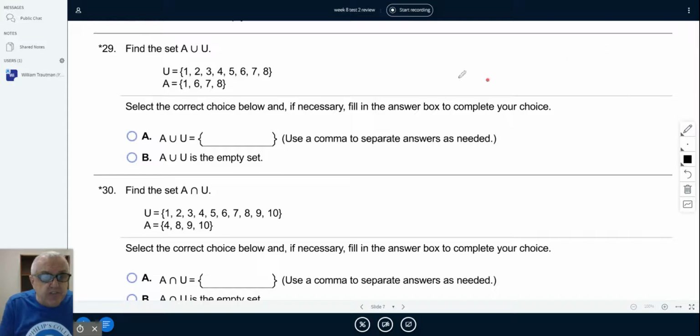Problem 30 says find A union universal. Well, here's A. Here's a universal set. A union, a U, which is a union, means a marriage. That means you bring everything. You can call this the man. You can call this the woman, if that's who's getting married. And you bring everything into one set.